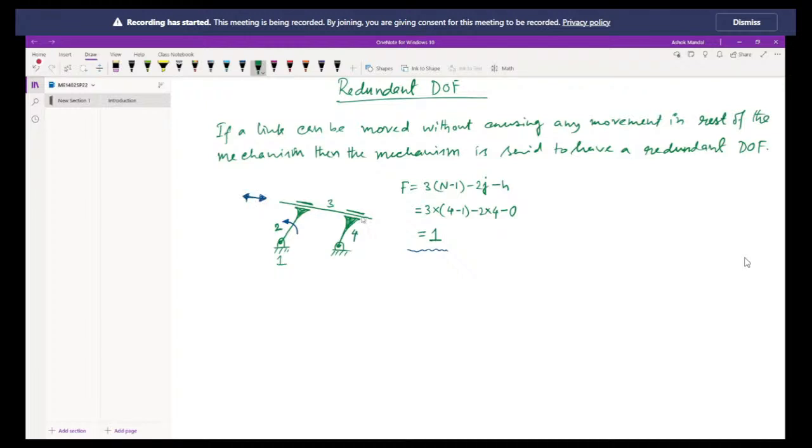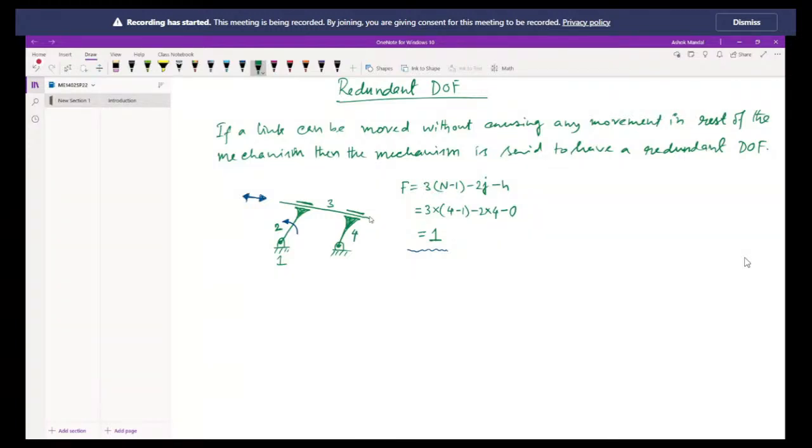But that degree of freedom, if you are moving this link, is not affecting the rest of the mechanism, because the rest of the mechanism is fixed here only. So this degree of freedom is called a redundant degree of freedom. We need to identify it in a mechanism. The common question would be, why should we have a redundant link or redundant degree of freedom?